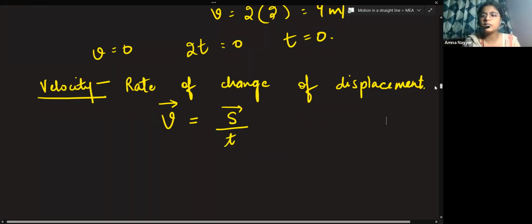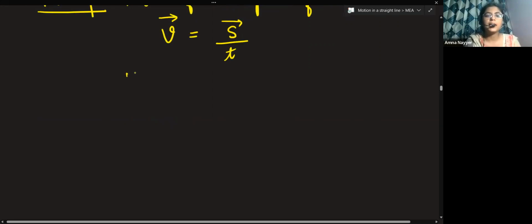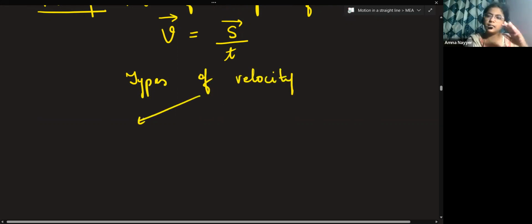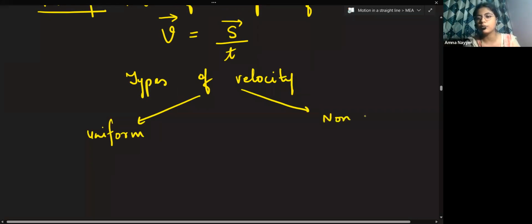Now again, velocity can also be classified on a similar basis, into types of velocity. That's why I was saying, if you have understood speed clearly, understanding velocity does not take time. Acceleration is a different topic from it, but velocity is just a vector form of speed. This can be uniform, this can be non-uniform.